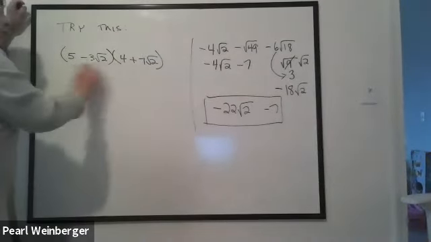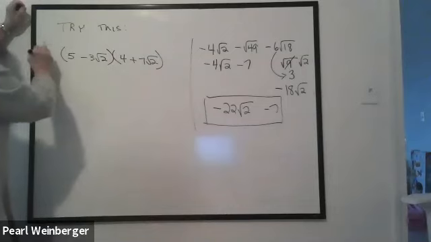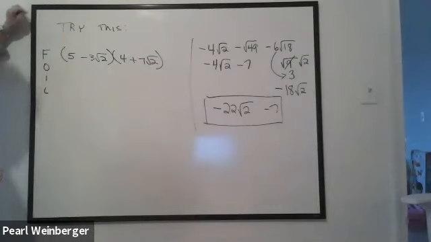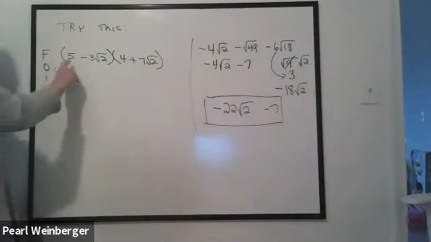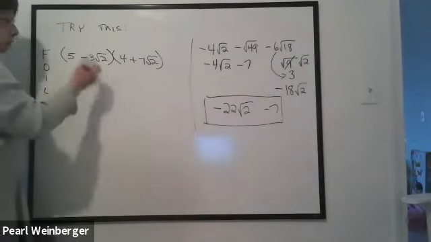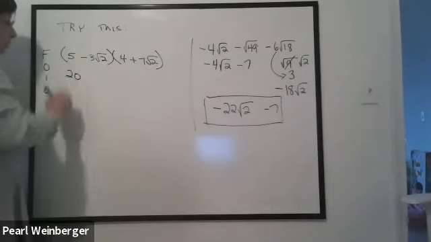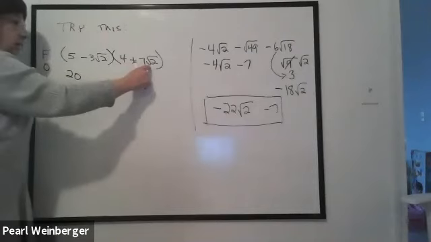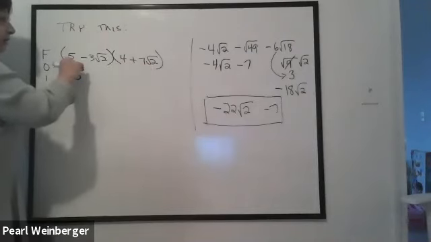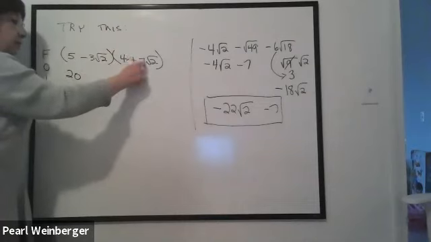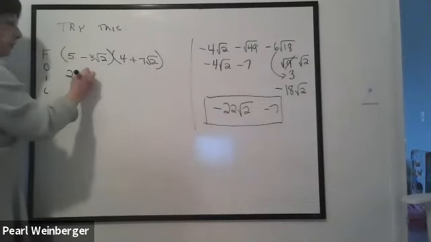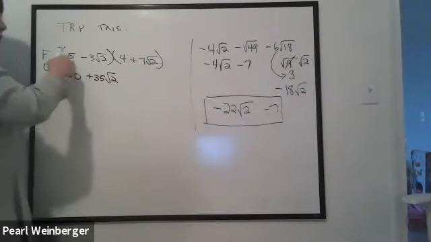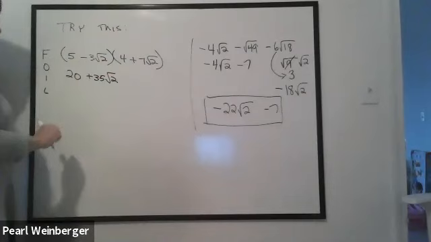Since these are 2 binomials, when we multiply them, we're going to be using FOIL. First, outer, inner, last. So first, 5 times 4 just gives me 20. Then outer, the 5 times the 7 radical 2. Now, since the 5 is not in a radical, I'm going to multiply by the 7, which is outside the radical. That'll give me 35. And just bring down the radical 2 because there's no radical here to multiply by.